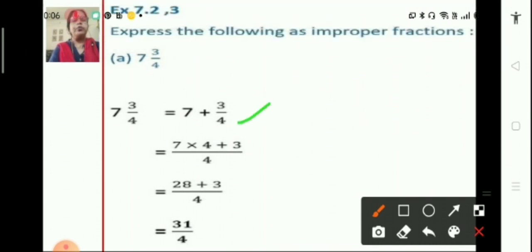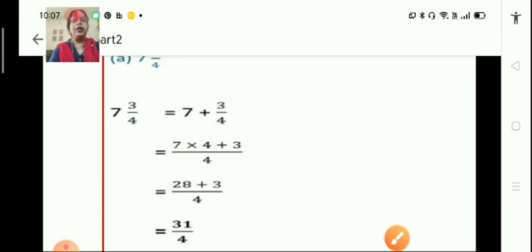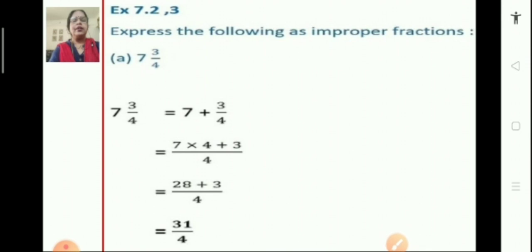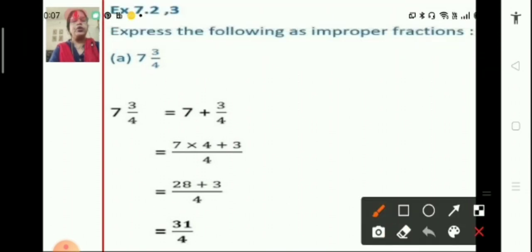So to convert it into an improper fraction, what do we do? We multiply the whole and the denominator, and then add 3, the numerator, to get the numerator of the improper fraction. And the denominator will be 4, same as the mixed fraction. So 7 multiplied by 4 becomes 28, 28 plus 3, and the denominator is 4. So it becomes 31 upon 4.